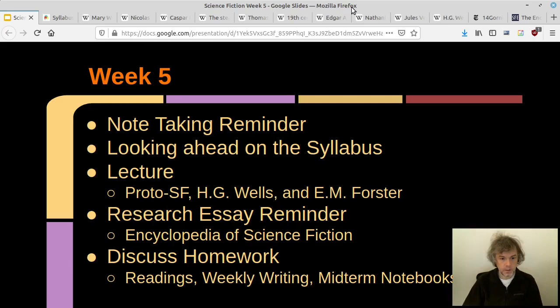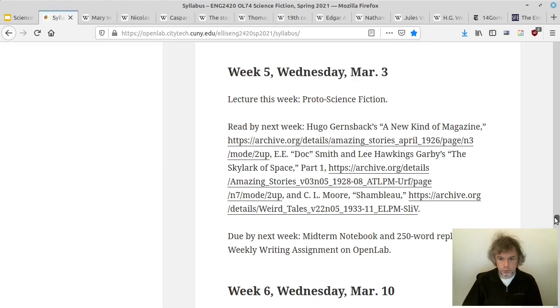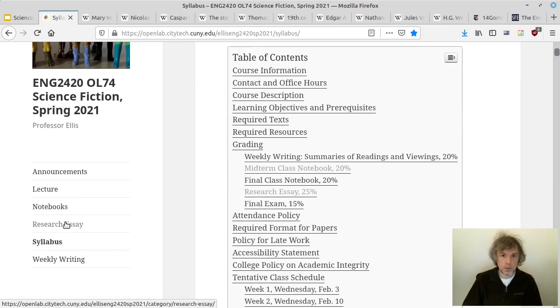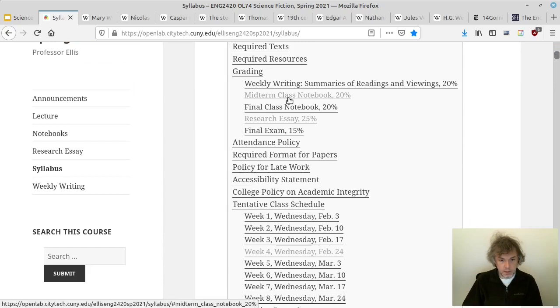So, looking ahead on the syllabus, I'm going to go over to our Open Lab site, and I've clicked on syllabus on the left navigation menu. While we're here, just under grading, you can see your midterm grade is worth 20% of your grade. With that I'll be able to give out midterm grades, which again don't actually go on your transcript. It's just a way of letting you know whether you're doing well in the class or if maybe you should be worried and should work harder. As long as I see best effort on your notebooks, you're going to be getting all the credit on that, and that will definitely give you a satisfactory grade in the class.